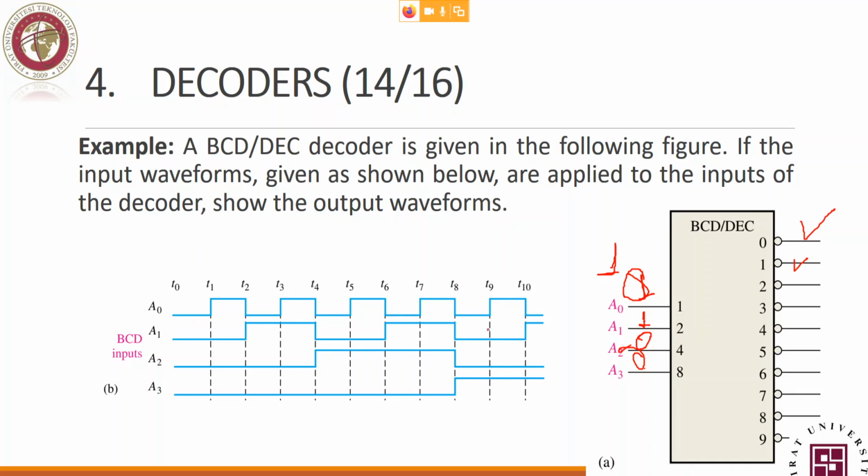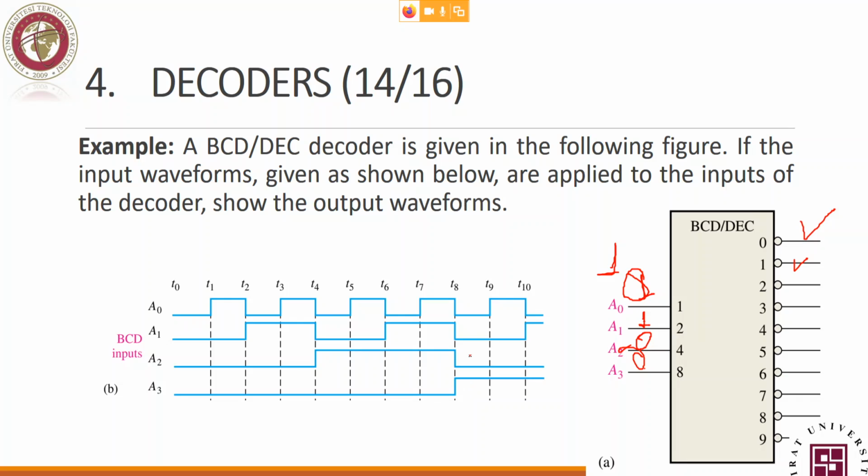Let's take another, random, this one. We take this one and this one. Here, 0, 1, 1, 1. So here what we have, 1 provided to 4, 1 provided to 2, 1 provided to 1. So we have an input to 1, input to 2, input to 4, all 1s. 4 plus 2 plus 1, that is 7. So we have 7 active low, the rest are all high.